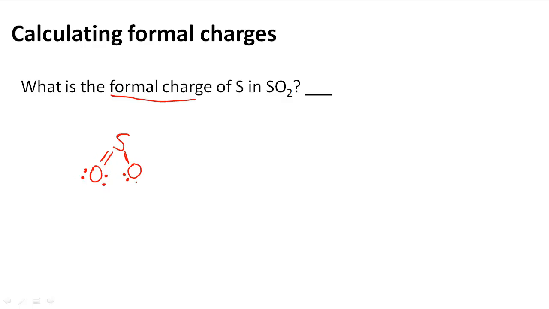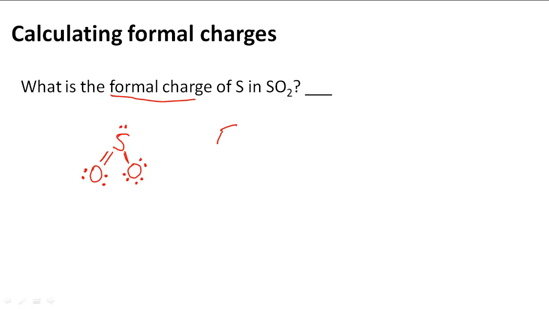And then I'm going to draw these here: 1, 2, 3, 4, 5, 6, 7, 8. So that fulfills the octet rule. And then 1, 2, 3, 4, 5, 6, 7, 8 fulfills the octet rule. So this is the Lewis structure for SO2.